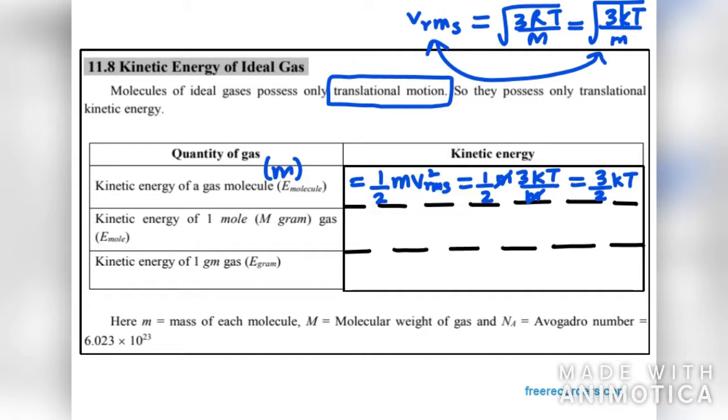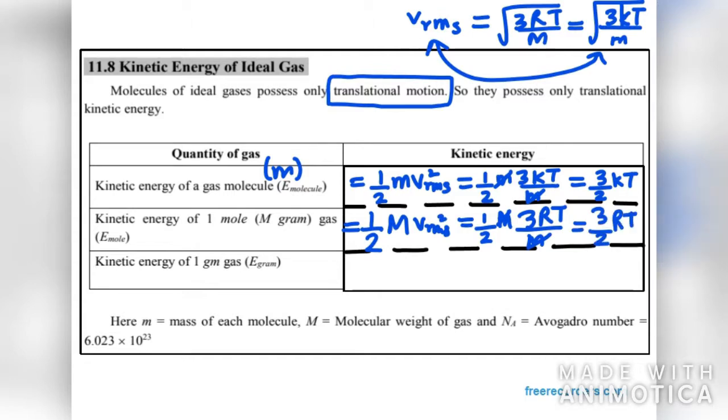Next is the kinetic energy of 1 mole of gas, E mole. In this case we would be talking about the molar mass, big M. So half M Vrms square. Now we need to find Vrms on the basis of the bigger molar mass. So it will be half M times 3RT over M. Now M and M get cancelled out. We are left with 3 over 2 RT. This is the answer for the kinetic energy of 1 mole of gas.